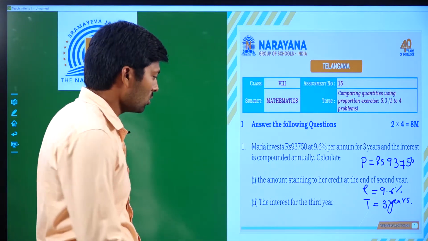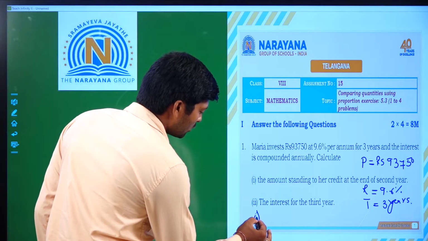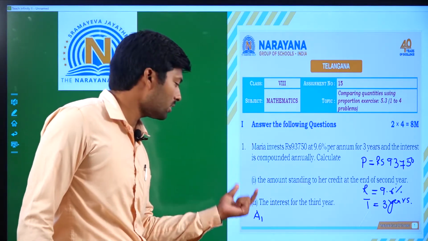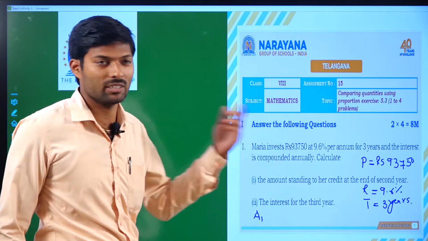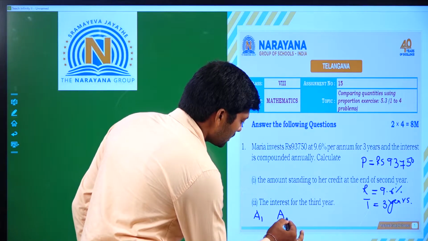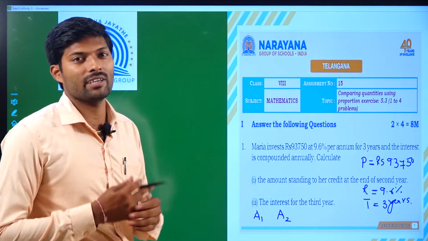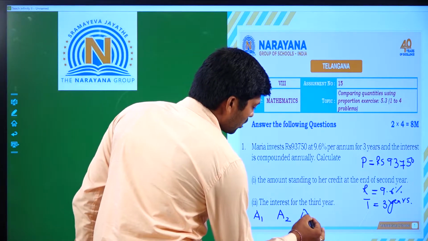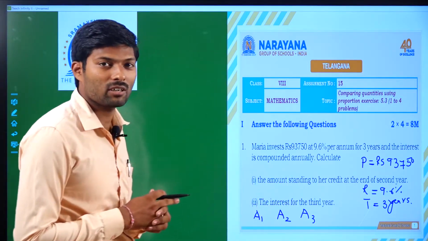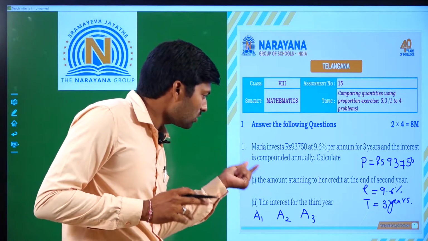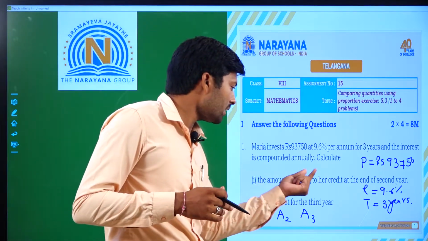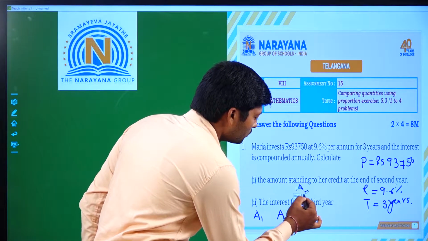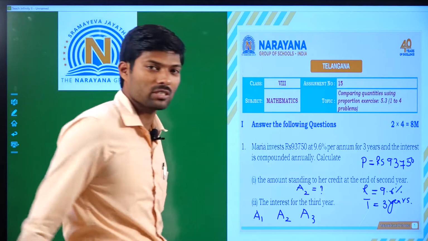So first of all, we have to find the amount standing to her credit at the end of second year. Let me take A1 as the amount at the end of first year, compounded annually. Next, A2 is the amount at the end of second year, and A3 is the amount at the end of third year. For the first question, we need to find the value of A2.